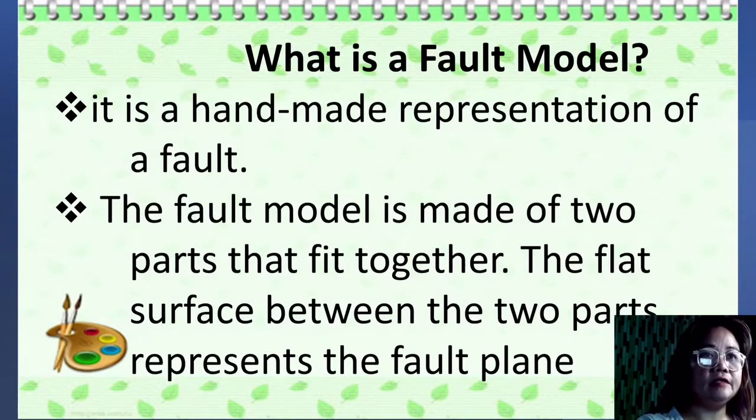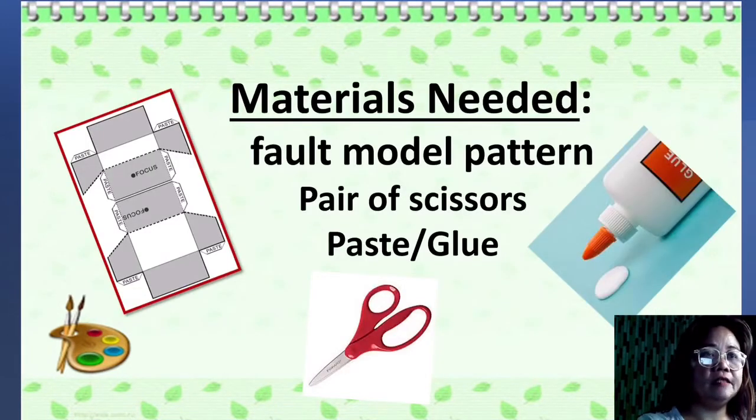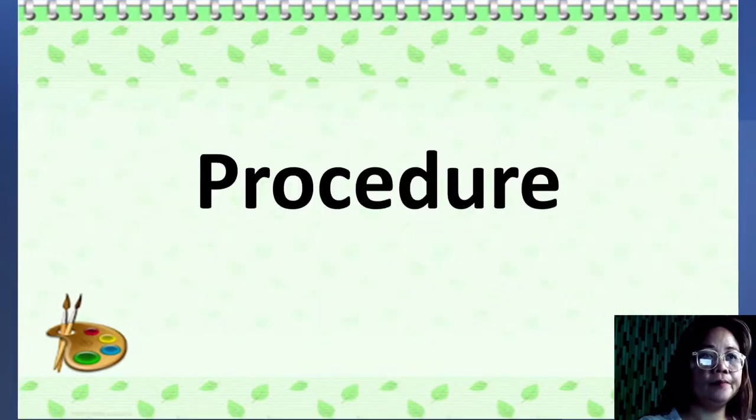The fault model is made up of two parts that fit together. The flat surface between the two parts represents the fault plane. Materials needed: fault model pattern, a pair of scissors, paste, or glue.